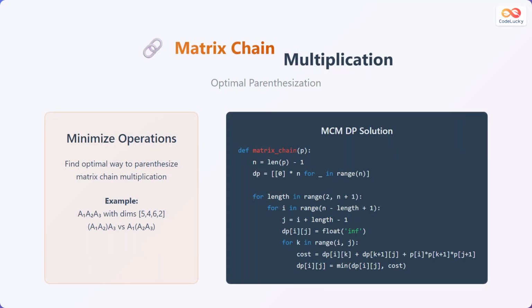Matrix chain multiplication focuses on finding the optimal way to parenthesize a sequence of matrix multiplications to minimize the total number of scalar multiplications. When multiplying matrices A1, A2, A3 with dimensions 5 by 4, 4 by 6, 6 by 2, we can parenthesize as either (A1 times A2) times A3, or A1 times (A2 times A3). Different parenthesizations lead to different computational costs. The DP solution uses interval dynamic programming, considering all possible split points for each subchain and choosing the one that minimizes the total multiplication cost.